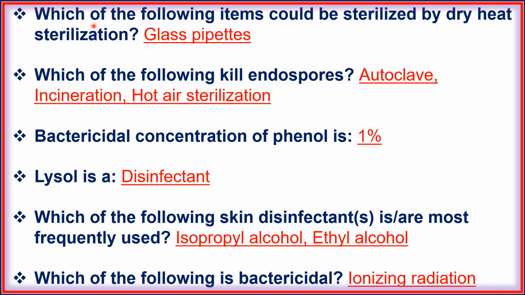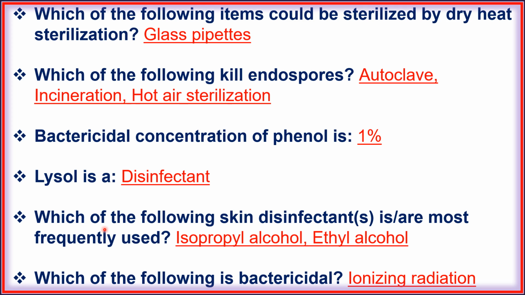Next, which of the following items could be sterilized by dry heat sterilization? That is glass pipettes. Next, which of the following kill endospores? That is autoclave, incineration and hot air sterilization. Next, bactericidal concentration of phenol is 1%. Next, Lysol is a disinfectant.